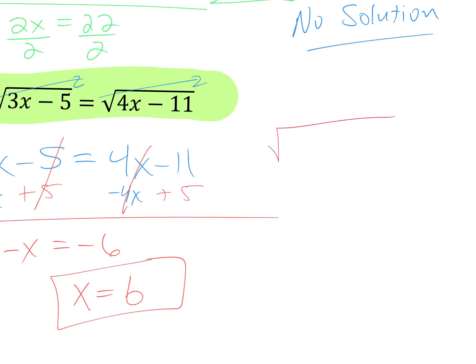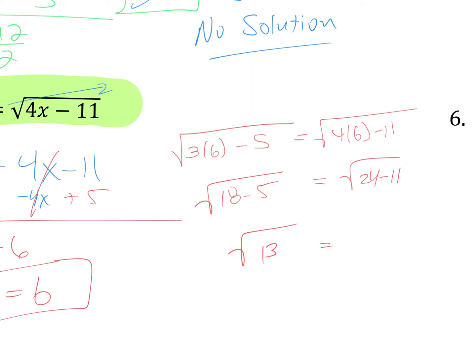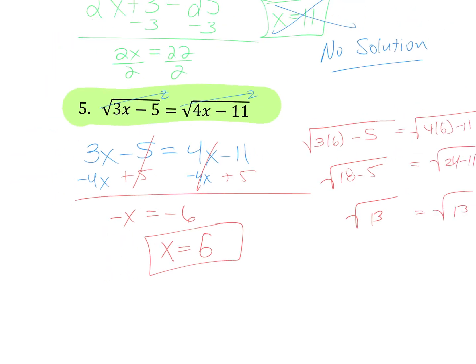So I have the square root of 3 times 6 minus 5. Does that equal the square root of 4 times 6 minus 11? What's 3 times 6? 18, okay, minus 5. What is 4 times 6? 24 minus 11. What's 18 minus 5? 13. What's 24 minus 11? 13. Does the square root of 13 equal the square root of 13? Yes, so that means 6 is the solution. You're good. Everybody with me?